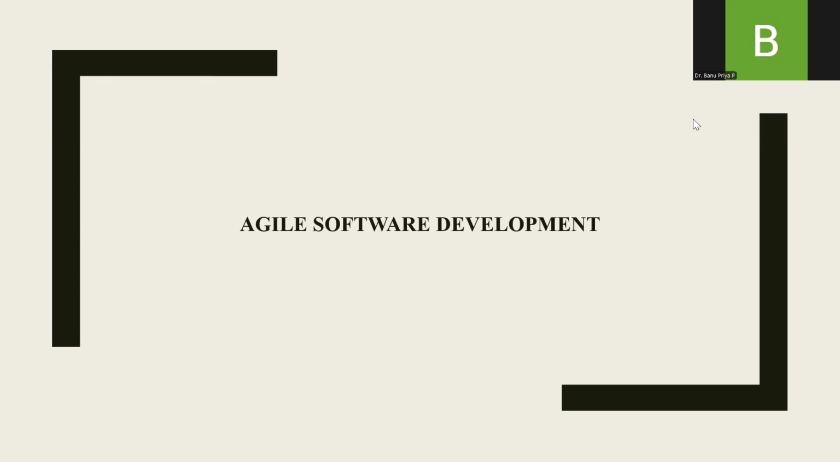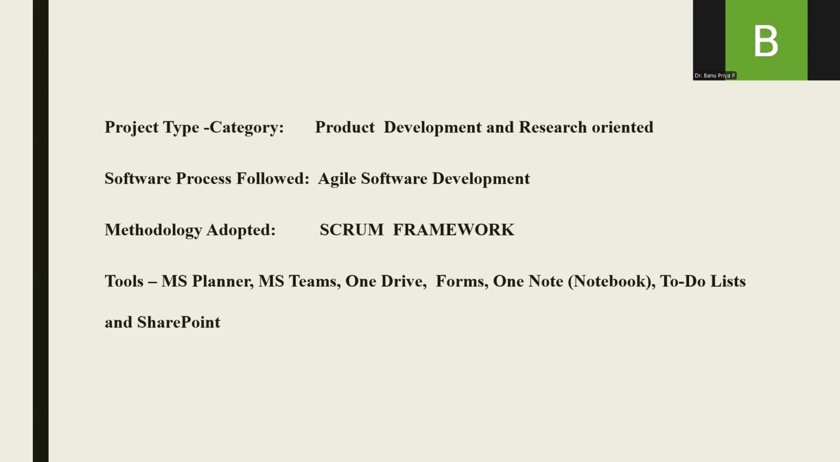Before getting into that, we will first see what these Agile practices will be used for: product development and research oriented things. And the software process followed here is Agile software development. The methodology that is adopted is the Scrum framework. Tools that are needed for the Scrum framework are MS Planner, MS Teams, OneDrive, Forms, Notebook, that is OneNote, To-Do list, and even SharePoint. In the next lecture, we will be discussing how the Scrum framework is being adopted via the MS Planner tool.